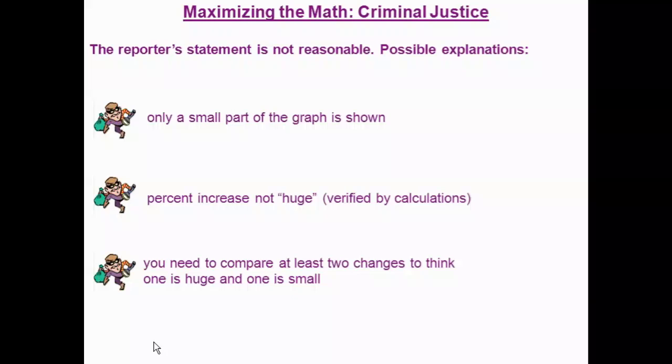And here are some possible explanations. You're seeing a very small part of the graph, and the percent increase isn't really huge, and that could be verified by looking at the vertical scale, grabbing the number for each bar, and creating a percent increase and saying, yeah, it's not that big. Now the thing is, you only have 2 years represented, so you only have one change from 98 to 99. You'd need really at least 2 changes to say one is huge and one is small or whatever. And really, what is the definition of huge anyway? That's pretty subjective.